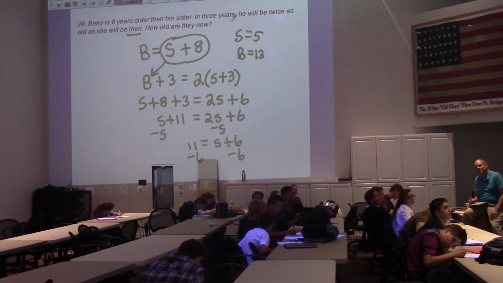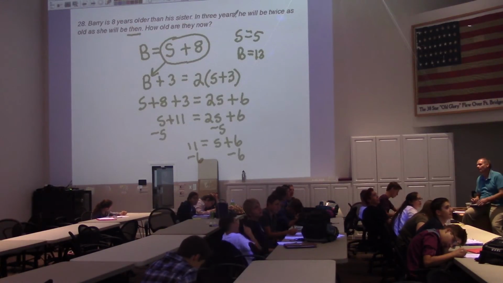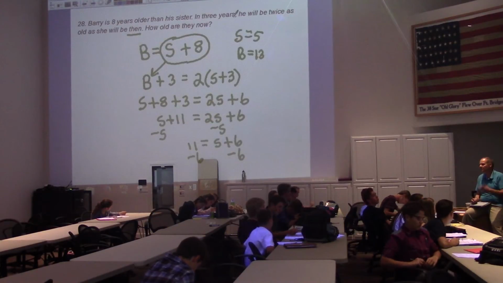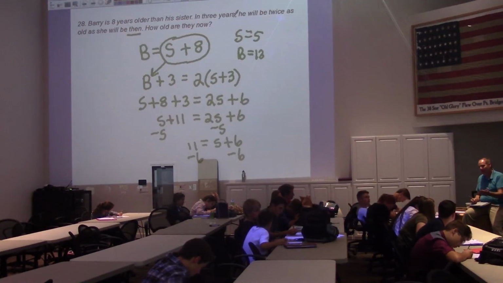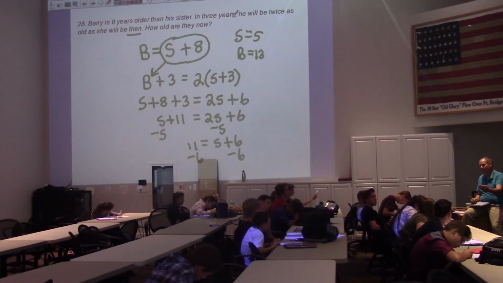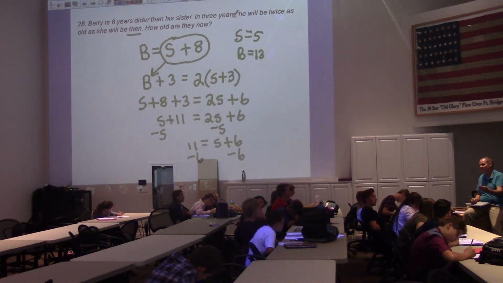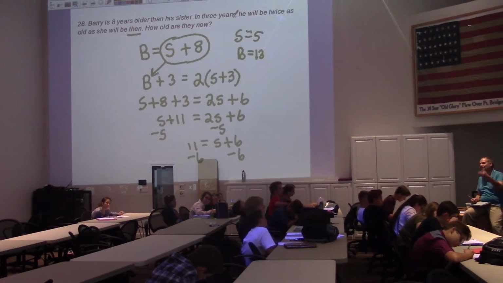How would you check your work, guys, if you're taking a test? 8 years difference. Well, plus 3. Just think it through. 8 year difference. How old is she going to be in 3 years? 8. How old will he be in 3 years? Is he twice as old? That's what it's saying. In 3 years, he'll be 16.